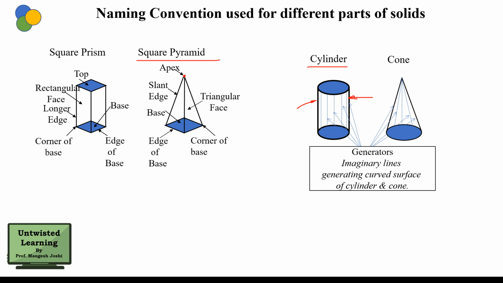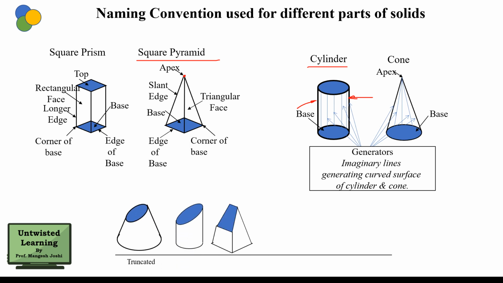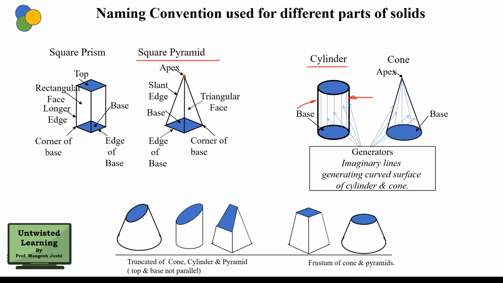So you can see in cylinder and cone you will have two end generators and other generators are imaginary. Okay. So various parts are shown. Now one terminology is there, that is truncated solid and frustum of solids.